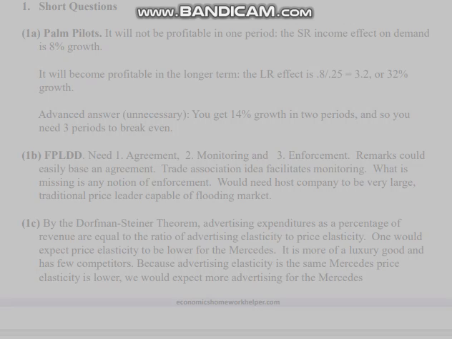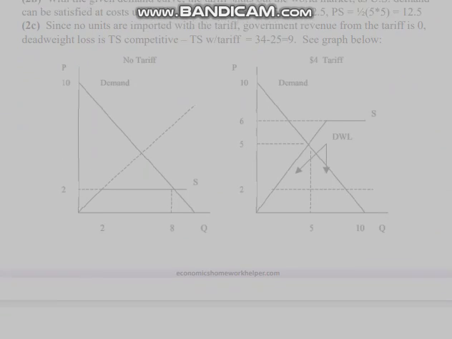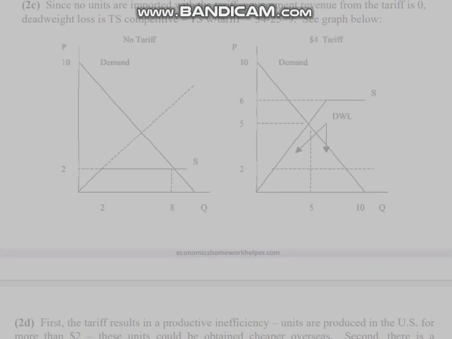2. Soybeans. 2a. P equals $2, Q equals 8, CS equals 1/2 × 8 × 8 equals 32, PS equals 1/2 × 2 × 2 equals 2. 2b. With the given demand curve, the tariff shuts out the world market, as U.S. demand can be satisfied at costs under $6. P equals $5, Q equals 5, CS equals 1/2 × 5 × 5 equals 12.5, PS equals 1/2 × 5 × 5 equals 12.5. 2c. Since no units are imported with the tariff, government revenue from the tariff is 0. Deadweight loss is TS competitive minus TS with tariff, which equals 34 minus 25, equal to 9.